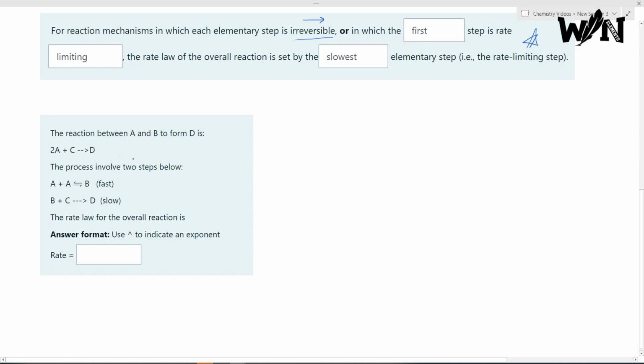So in this example here, we have this overall reaction broken down into two steps. The first step is not the slowest, so you cannot use that rule, and it's also reversible. Now let's look at a reversible reaction. What does it really mean to be a reversible reaction? A plus A, going this way and going that way, gives you B.